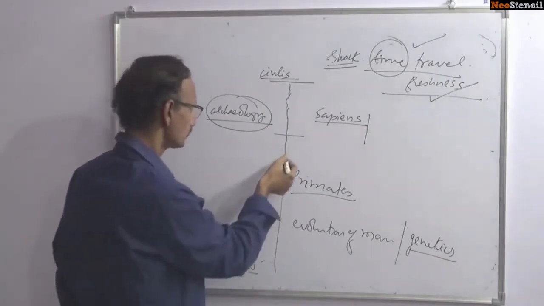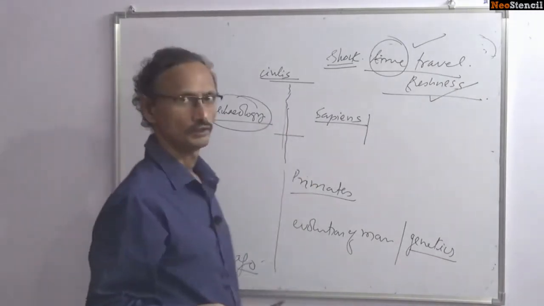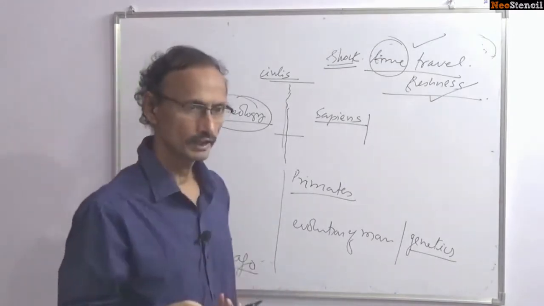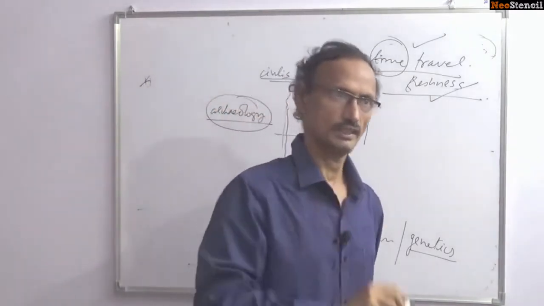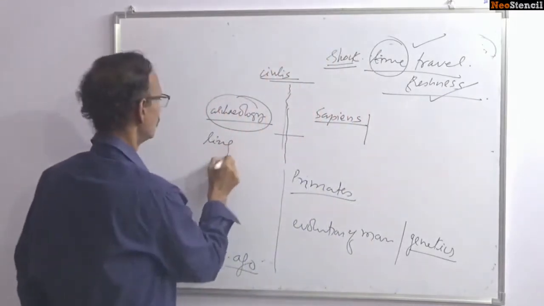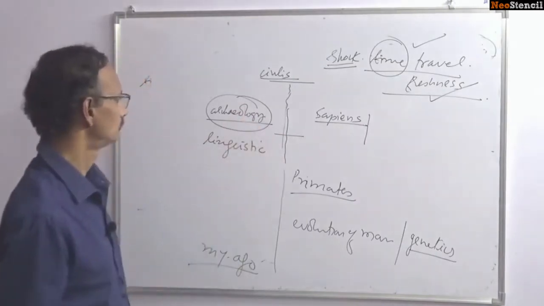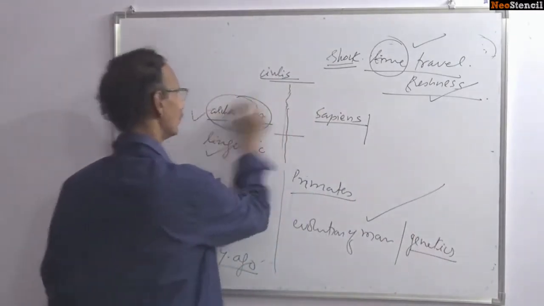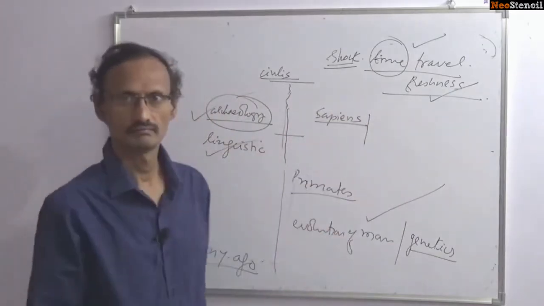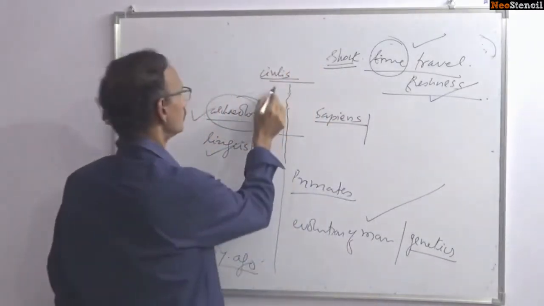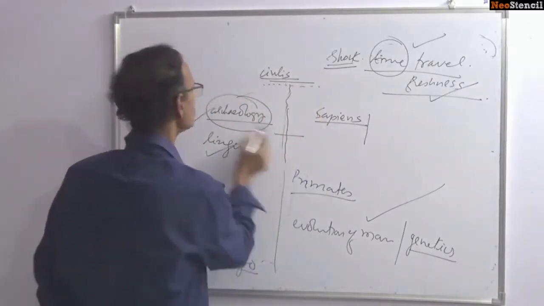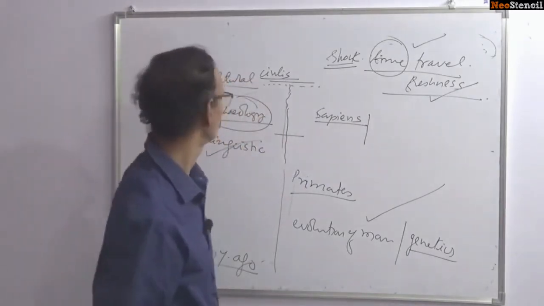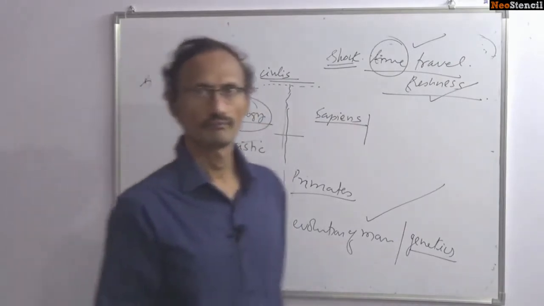And language developed somewhere here. Biological factors that led to the development of language, and how the development of language affected the cultural aspects. So linguistic. All these developments come under physical anthropology, linguistic anthropology, archaeological anthropology. They are all branches. But the main thing is the study of society, which is socio-cultural.